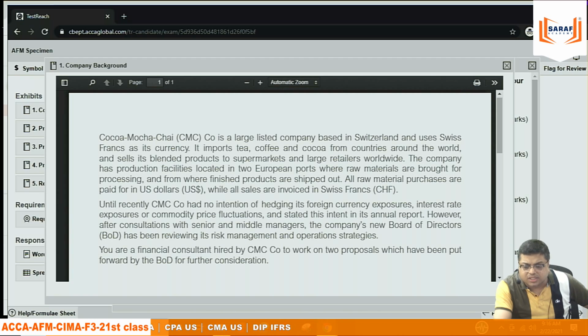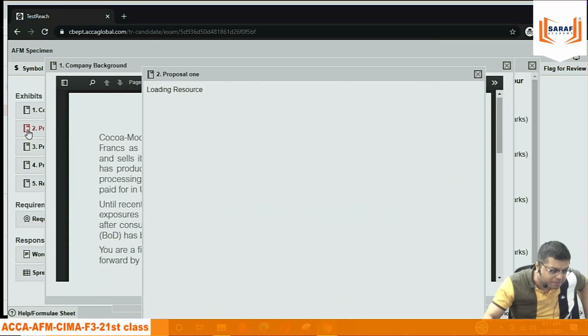However, after consultations with senior and middle managers, the company's new board of directors has been reviewing its risk management and operations strategies. Okay. मतलब maybe there are new members in the board. They are analyzing critically that whatever we are doing earlier, no doing hedging and all that, is this logical? And those new directors have already discussed with the senior and middle level managers. You are a finance consultant hired by CMC company to work on two proposals which have been put forward by the board of directors for further consideration. तो पूरा क्वेश्चन में दो प्रपोजल है भाई. ठीक है.